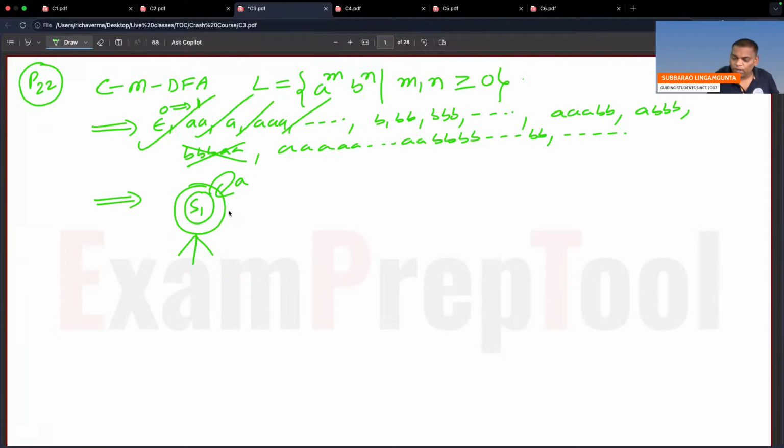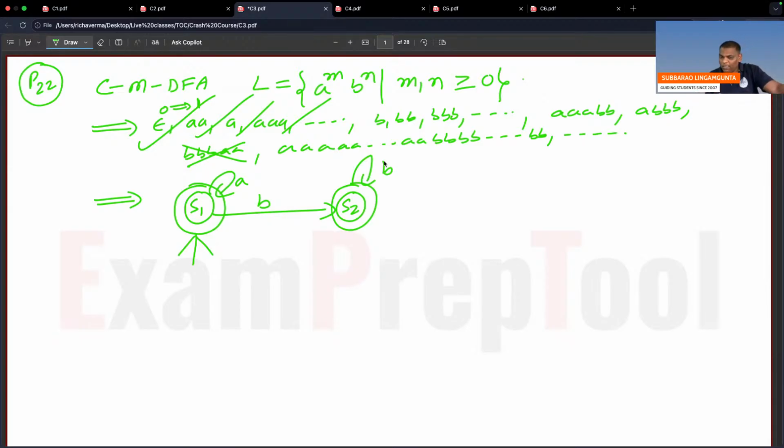Now see this one. Suppose I keep b also. b is coming, a is also coming, fine. But a's followed by b's is also there, and b's followed by a's is also coming. That is an order problem. If b comes, then go out to state S2, where a single b is also accepted, followed by any number of b's.